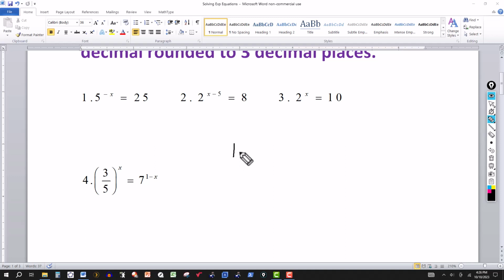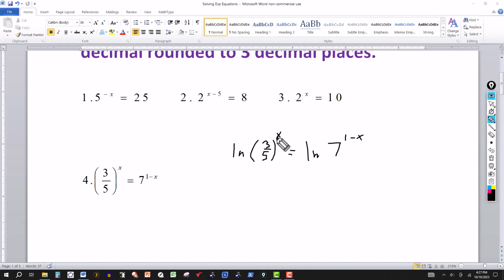You can use any base you want. Log to base 10, natural log. And for these types of problems, it's either going to be the natural log or the log to base 10. I'm going to choose natural log, so this will be ln of 3/5 taken to the x power, and that's going to equal the natural log of 7 taken to the 1 minus x power.